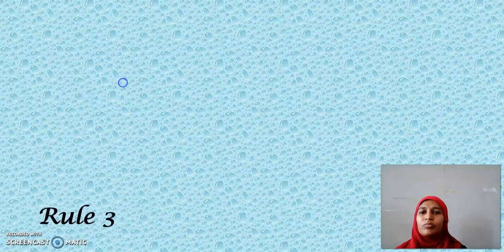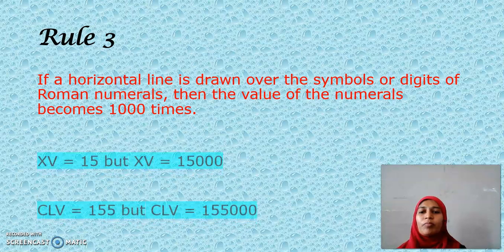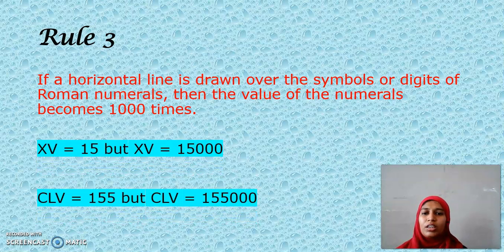Now let us see rule number 3. If a horizontal line is drawn over the symbols or digits of Roman numerals, then the value of the numerals becomes 1000 times. Let's see an example to understand this rule. XV stands for 15, but XV with a bar, I should have a bar over that X and V. If I have a bar here, it means 15,000.